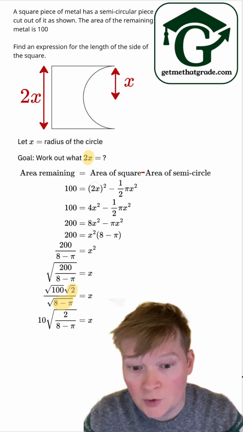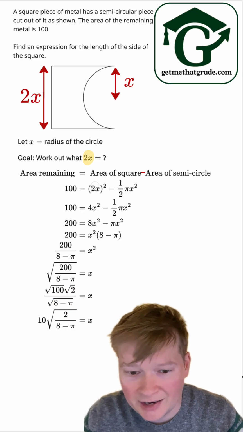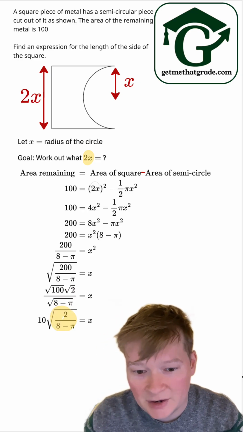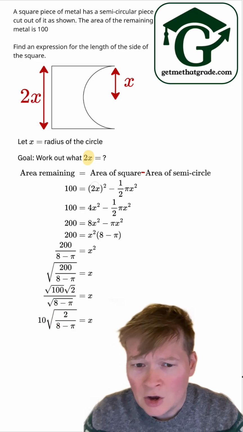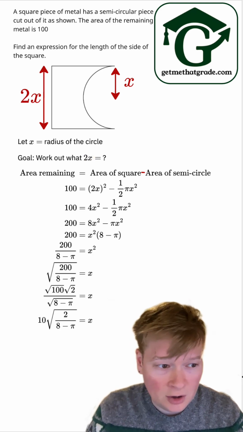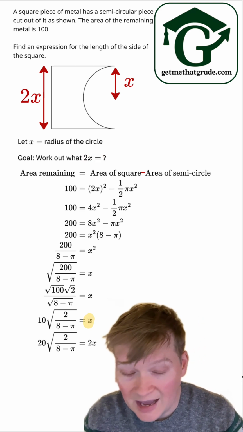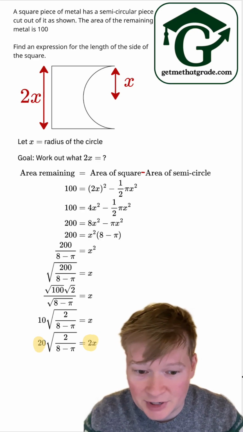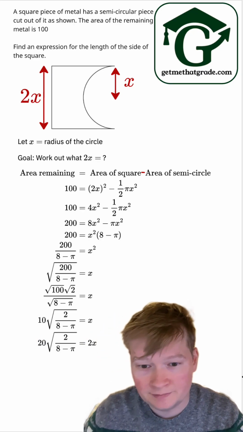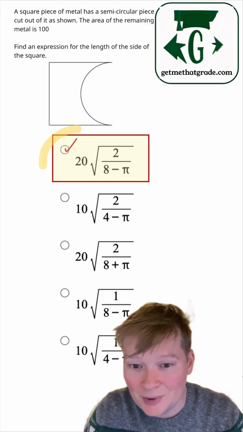Well, 2 over this 8 minus pi. So I can combine those into one single square root here. Remember what our goal was. Our goal was to work out what 2x equals. So if we know that x is this, if we multiply both sides by 2, we get 20 at the front. And that's the first answer that we had on our list here.